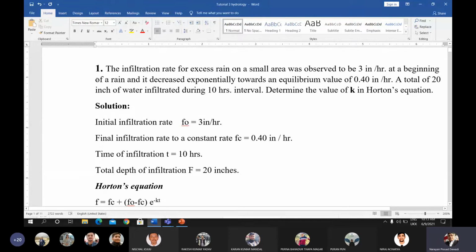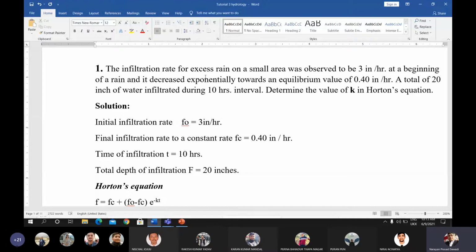Now, the infiltration rate for excess rain on a small area was observed to be 3 inch per hour at the beginning of a rain, and it decreased exponentially towards an equilibrium value of 0.40 inch per hour. A total of 20 inches of water infiltrated during a 10 hour interval. Determine the value of k in Horton's equation. The data is given.